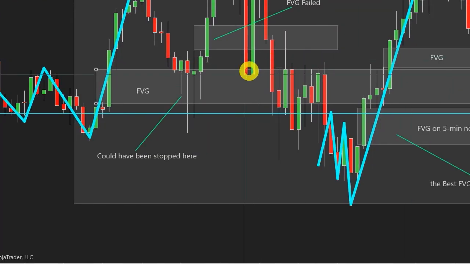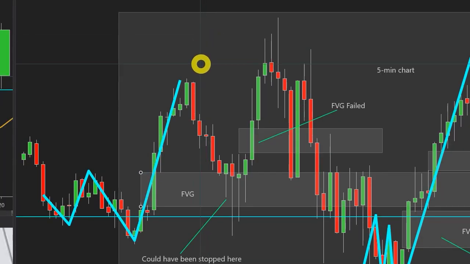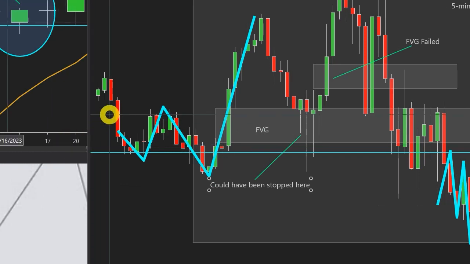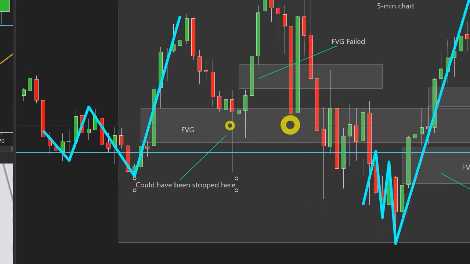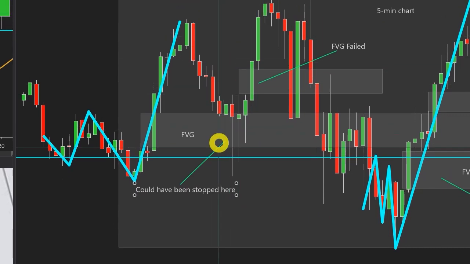I probably would have come in just as this had passed. I might have been tempted to take this, and if I did, this one would have failed. But I can't see how I would have gotten anything on this one, even though it's really, really good. Okay, but the morning's opening up here at 9:30. So taking a trade before 9:30 can be tricky.